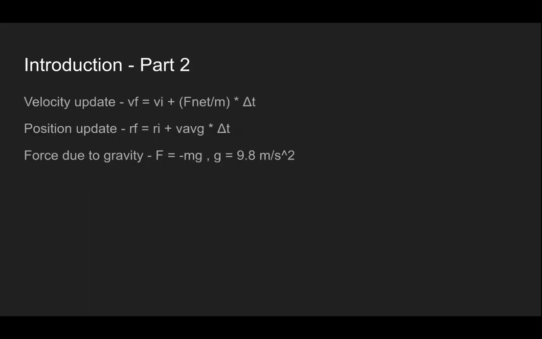Here are some formulas I used for this lab. I used the velocity update formula, and I used the position update formula. I also have the force due to gravity, which is F equals negative mg, where g equals 9.8 meters per second squared. It's going to be negative 9.8 as it is being pulled down to the earth.